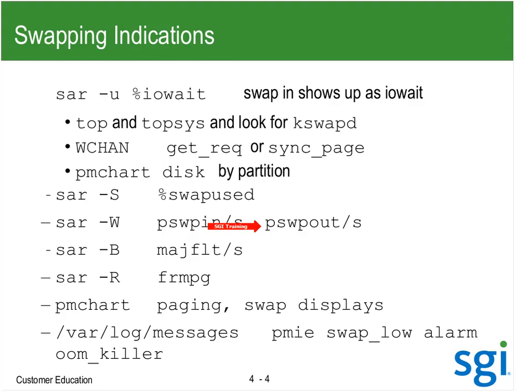Then I was trying to go to *B to look at a major page fault. That means I had to go to swap something in. But when I looked, we were at a swap out situation, not a swap in situation. And I did not do this one, but looking for pages being freed. And I was ignoring this right now, but paging display and swap display within PM chart. And then I also had var log messages, and don't forget dmesg.